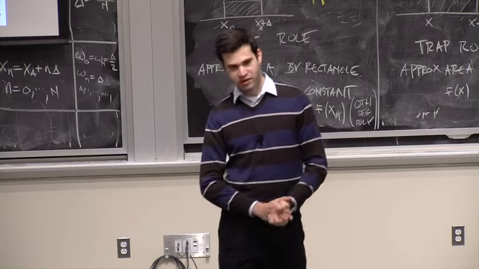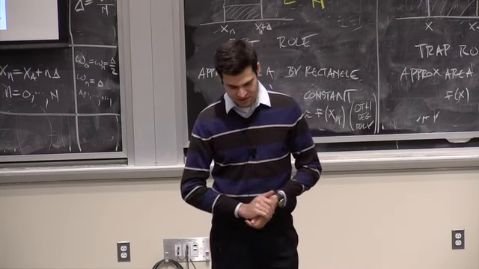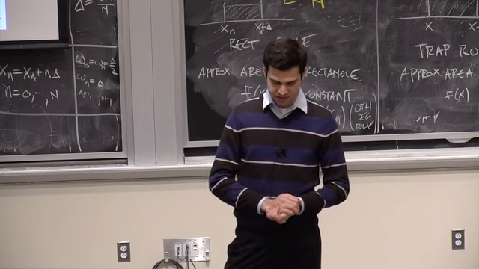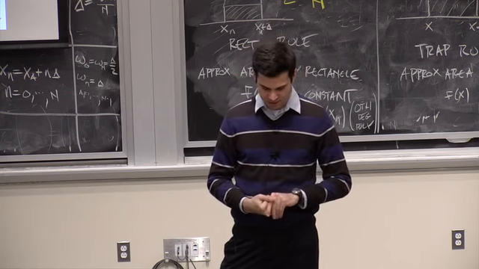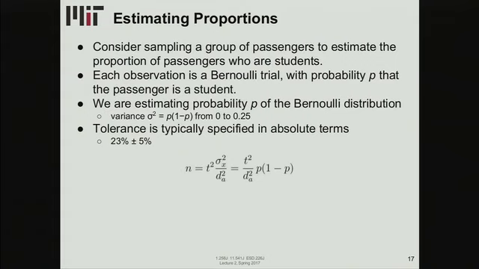Proportions, and the homework actually is based on proportions, so this is important. Consider sampling a group of passengers to estimate the proportion of passengers who are students. From probability, when you're looking at an event that can either be 0 or 1, or black or white, in this case student or non-student, there's a certain probability that that person is a student, right? And what you want to estimate is that probability, or in other words, what percent of the things you observe are students.